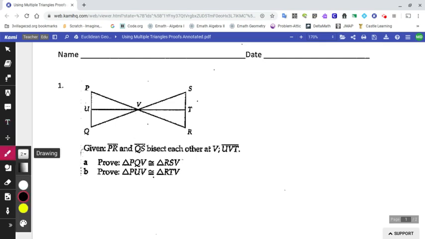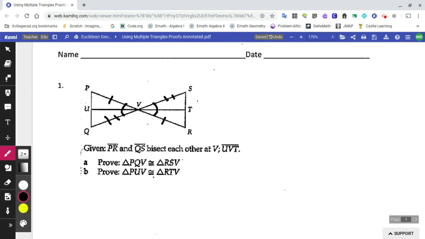So I'm going to just mark the diagram. Given PR and QS bisect each other. So that's going to tell me that this is congruent to this, and this is congruent to that. So I can quickly see that if I take this angle and this angle, I can get the two big triangles congruent to each other. So that's PQV and RSV. Pretty straightforward.